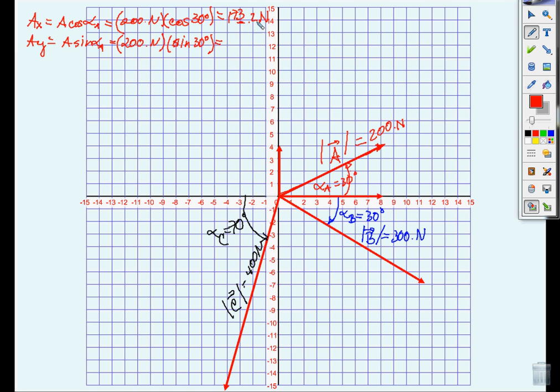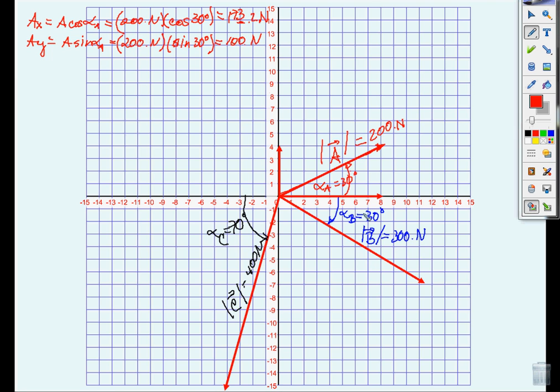Therefore, we underline this one and we write an extra significant digit. Make sure your calculator is in degrees, please. Otherwise, you're going to get a different answer. So you have 200 sine of 30 degrees. That is equal to 100 newtons. Remember, you must have 3 significant digits, so you might want to put a point in here to indicate those 3 significant digits. So then we have the components for A.